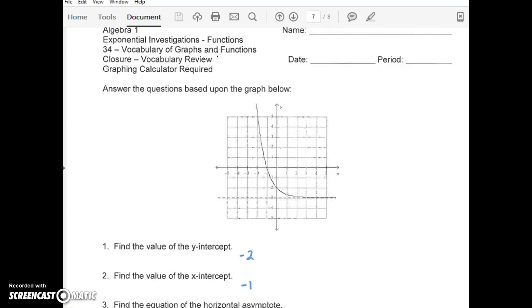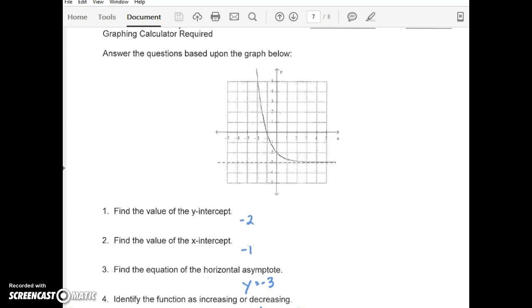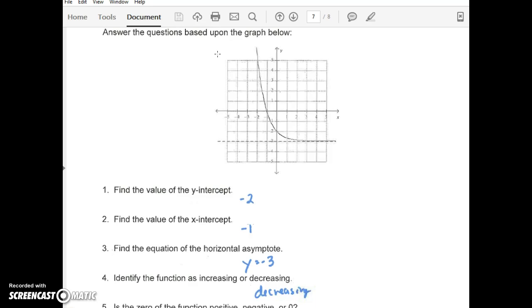And then in the closure, we're just kind of connecting it all together. Answer the questions based upon the graph that's given. Find the y-intercept, it's -2. The x-intercept is -1. The equation of the asymptote is y equals -3. This function's decreasing.